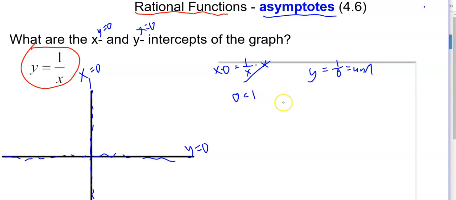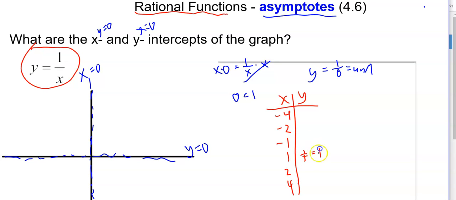First, let's just go old school and just plot some points here. So we've already plugged in 0. That doesn't work. But let's plug in some positive and negative numbers. So maybe like, let's do -4, -2, -1, 1, 2, and 4. Just plug in some different values here. So if I plug in 1, 1 over 1 is equal to 1.